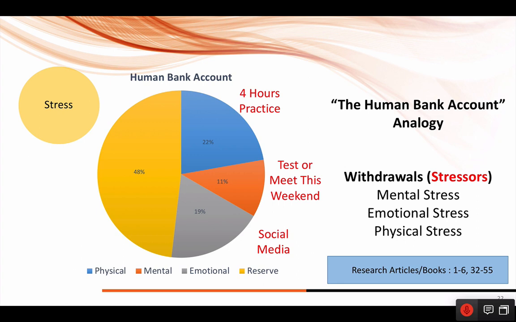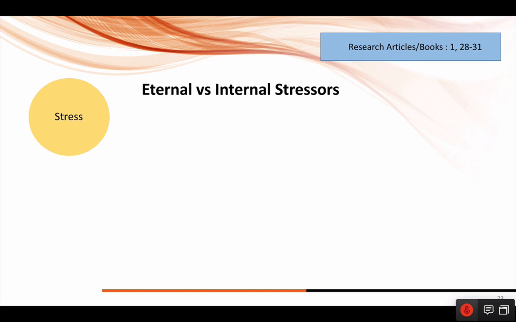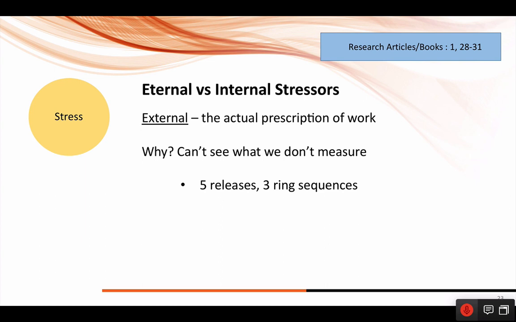Okay, so now we can talk about these two different categories. You have external stressors, then you have internal stressors, right? External stressors are the actual prescription of work. That's the thing you can measure. That's the actual five releases, the three ring sequences. That's the sled pushes that you do for 30 seconds. That's the two hour studying block.